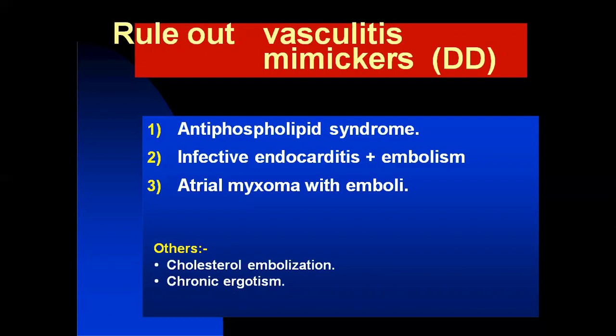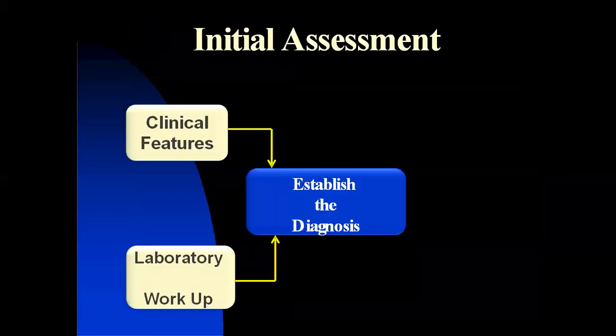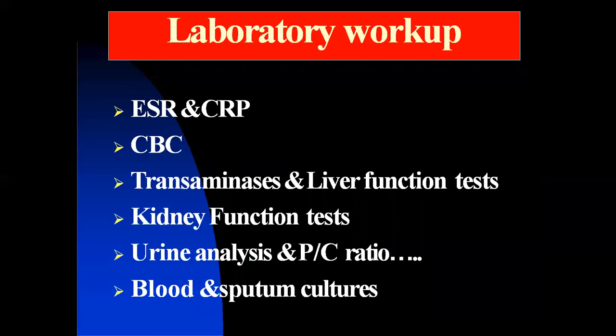So what diseases do we have? That is antiphospholipid syndrome, infective endocarditis associated with embolism, and atrial myxoma with emboli might be associated with this. They have symptoms similar to vasculitis. Others such as cholesterol embolization and chronic ergotism might also produce symptoms similar to vasculitis. This is the differential.